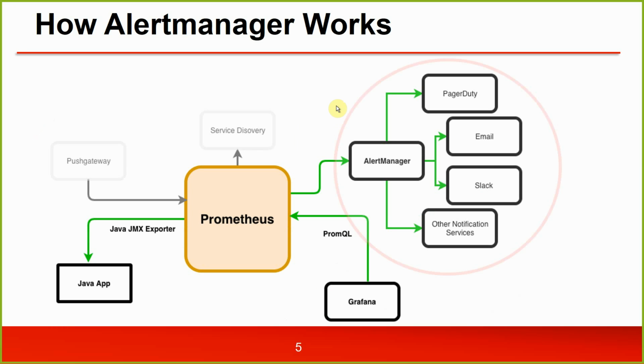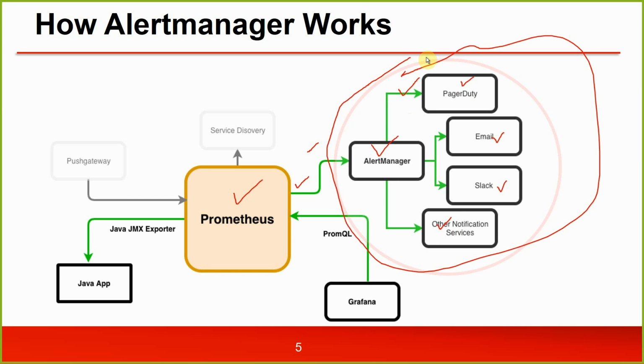How Alert Manager works: you need to configure Prometheus to send alerts to Alert Manager. Then we create rules in Alert Manager. Based on the rules, it can send the alerts to PagerDuty, email, or Slack, or other notification services. So this is the scope of Alert Manager. This is how Alert Manager works.